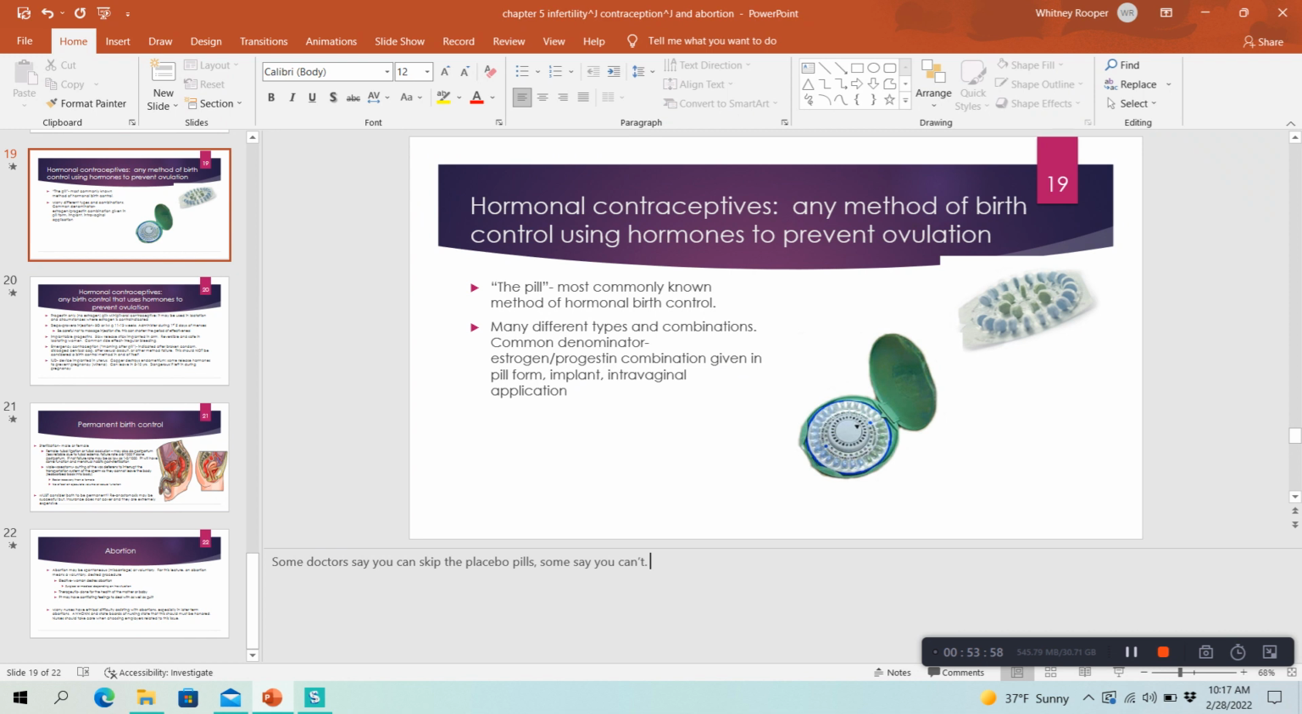But the key is 21 days of medication, estrogen or progestin, 7 days off that causes some withdrawal bleeding. Most people will say it's a period. It's not because you didn't ovulate.